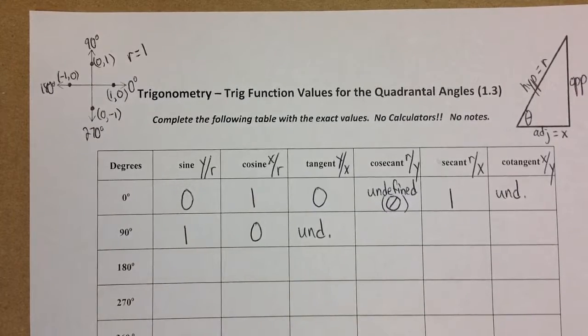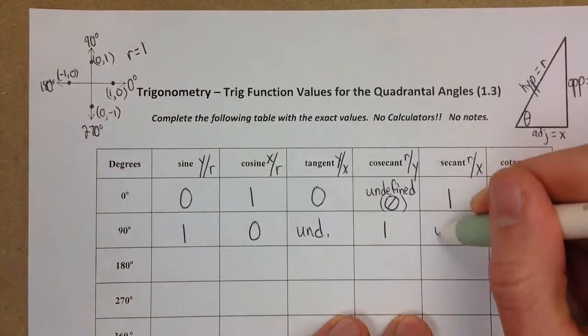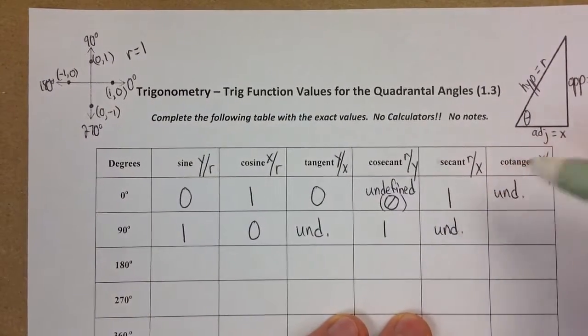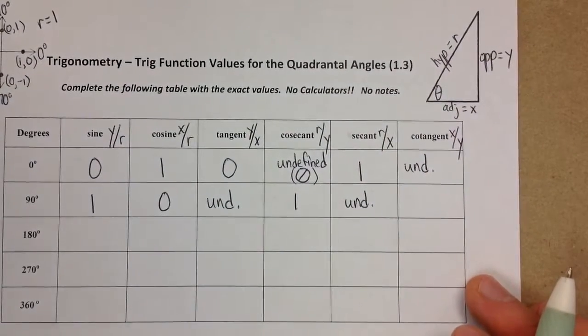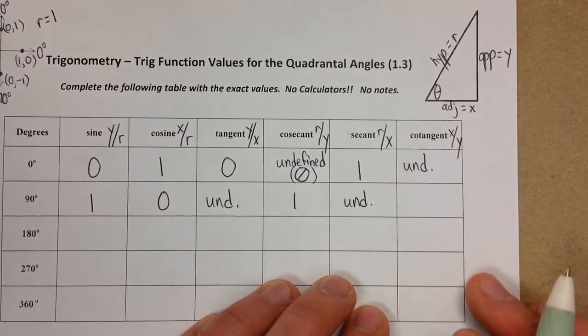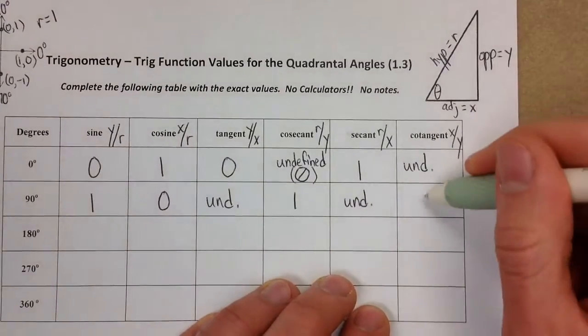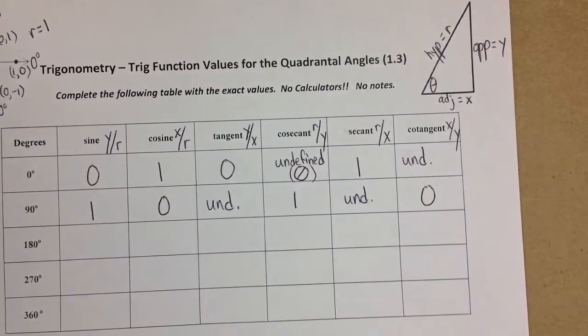Brett, cosecant of 90 degrees. 1. Very good. Gabe, secant of 90 degrees. That'd be undefined. Very good. Sue, cotangent of 90 degrees. It is 0. Okay. Please speak up if you have a question.